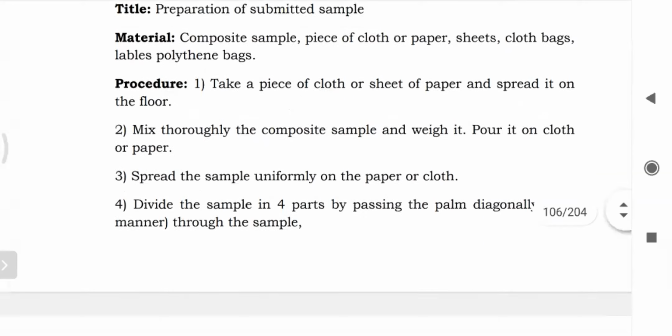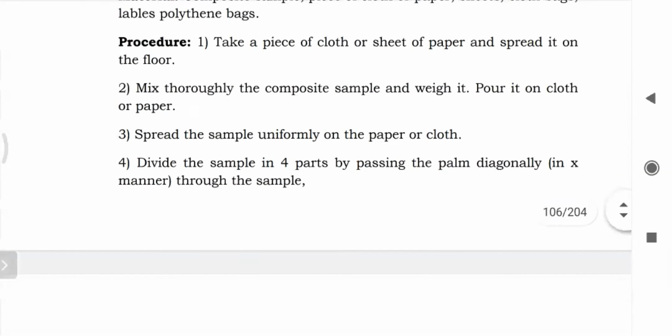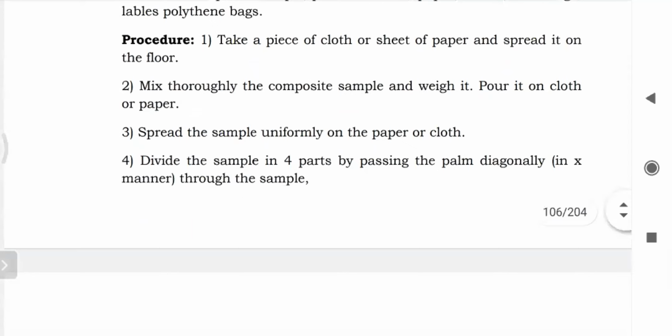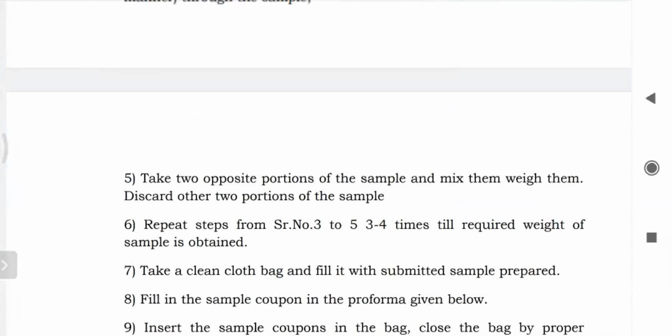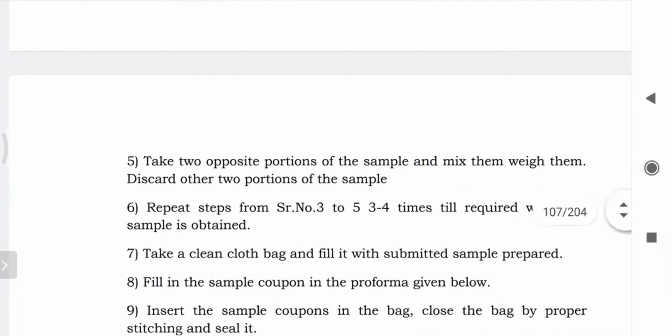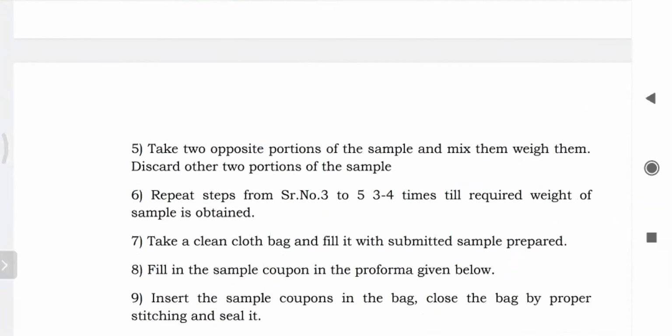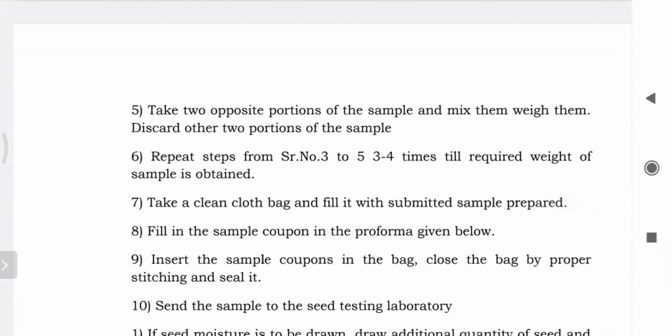Take two opposite portions of the sample and mix them, and weigh them. Discard the other two portions of the original sample. Repeat the steps 3 to 4 for 4 times until the required weight of the sample is obtained.